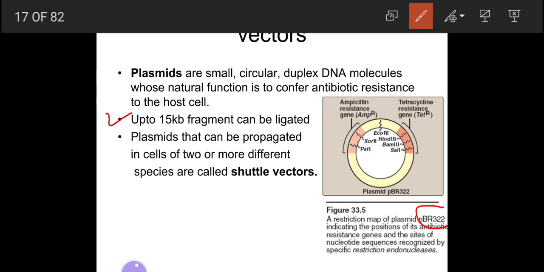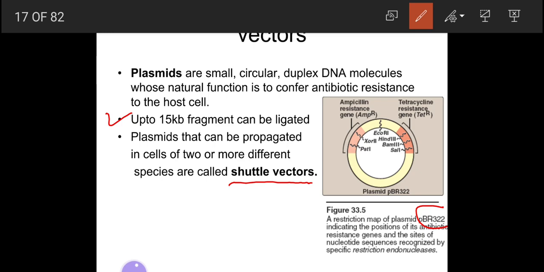The plasmids which can be propagated in the cells of two or more different species are called shuttle vectors. It means we first change these vectors into recombinant vectors. They are allowed to transform in the bacteria and are replicated there. Then we isolate those vectors from the bacteria and transform them into some other host. These vectors which can propagate in two or more different hosts are called shuttle vectors.